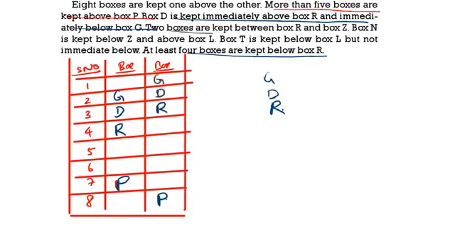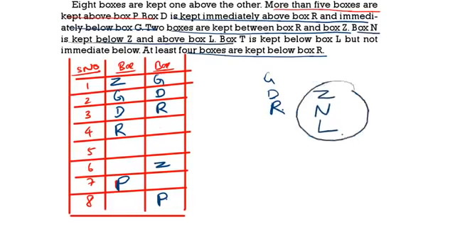Then there are 2 boxes between R and Z. You can take Z above, or you can take it below. N is kept below Z and above L. So that is not possible in the second case. So the second one is wrong. Now Z followed by N followed by L.